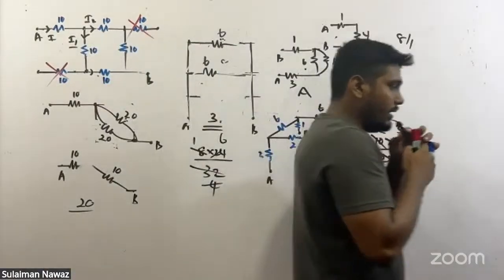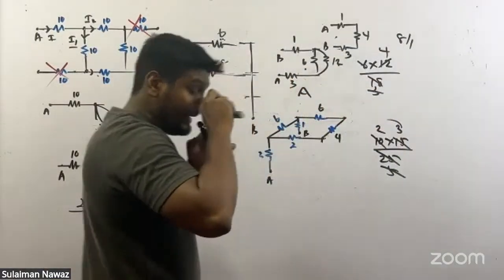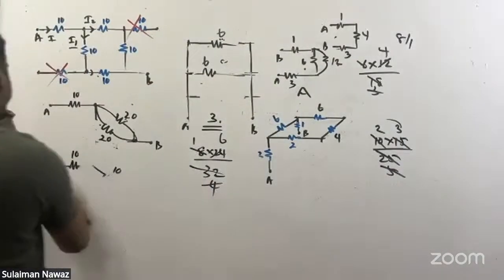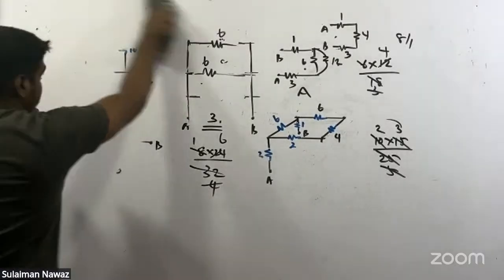You understood. Now let's consider a resistor circuit like this. Very carefully listen. A resistor circuit like this.